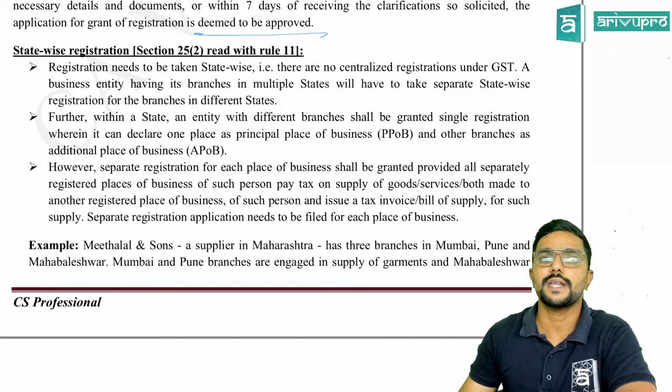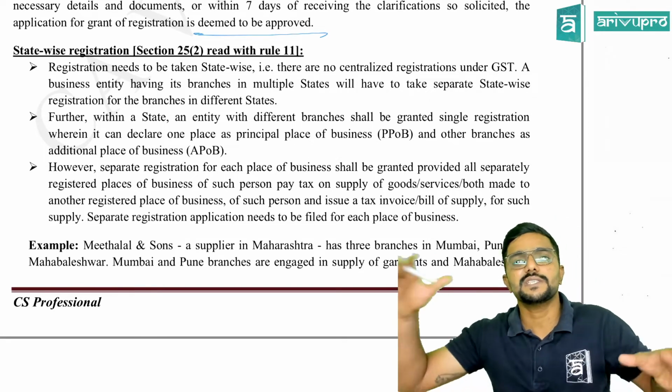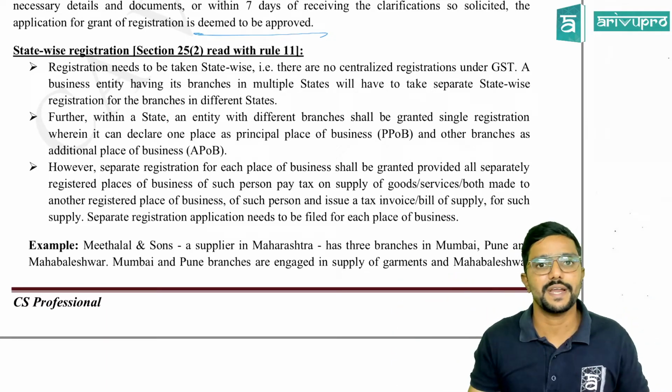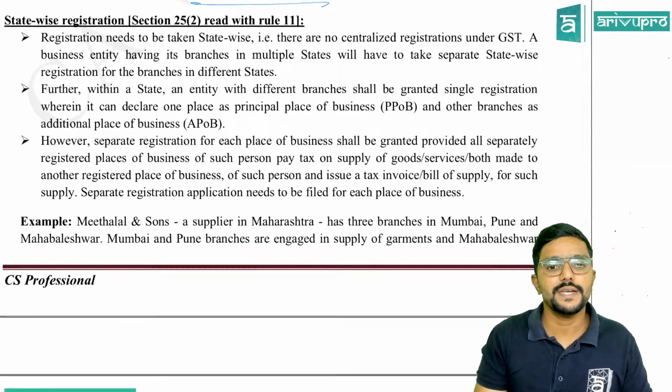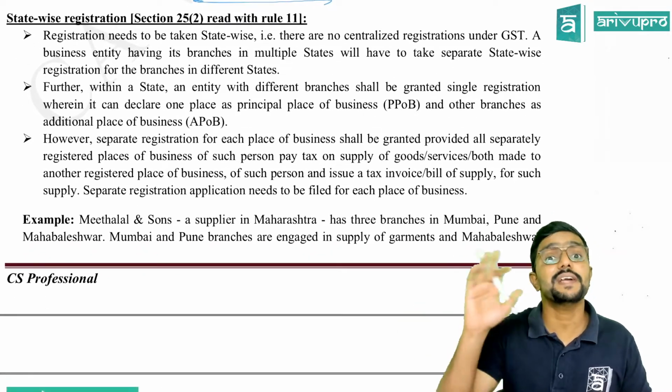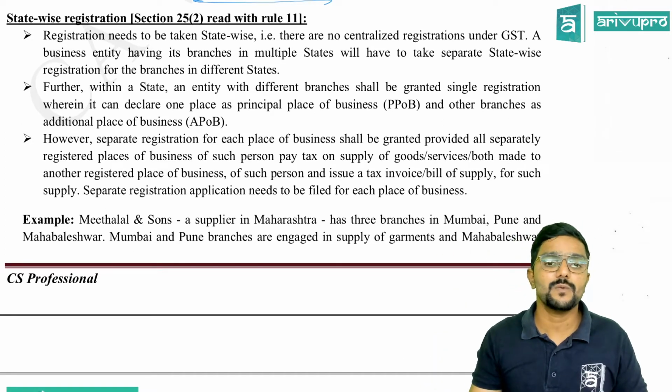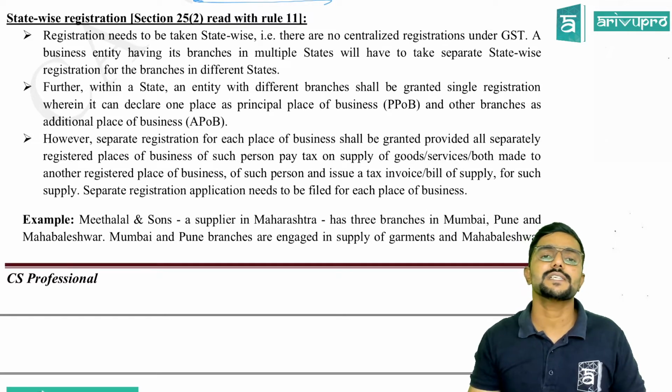But you need not take it separately under CGST, SGST, UTGST. No. For each state, one registration you can take. Next. Further, within a state, an entity with different branches shall be granted single registration, wherein it can declare one place as principal place of business and other branches as additional place of business.